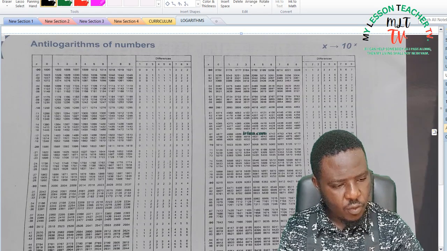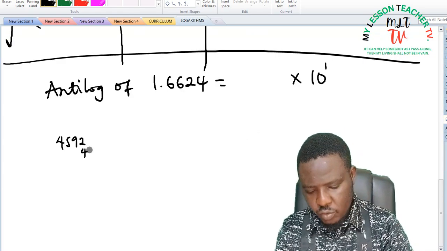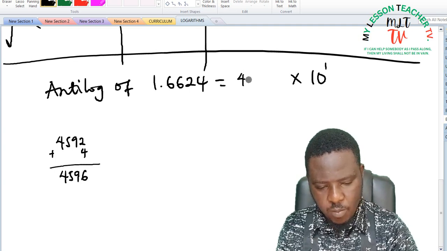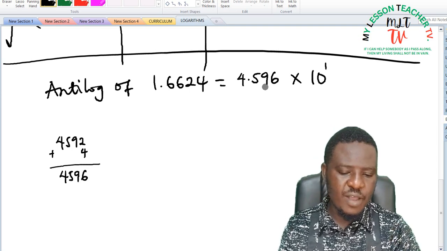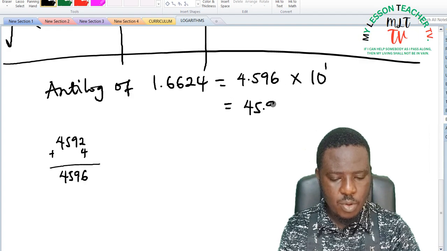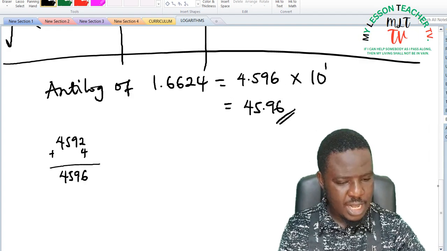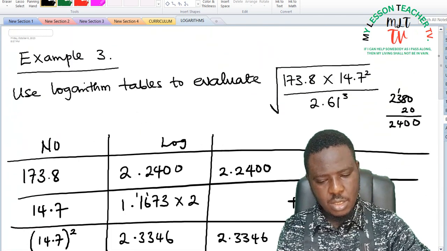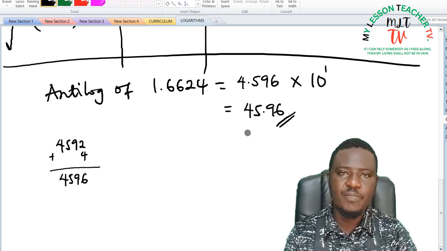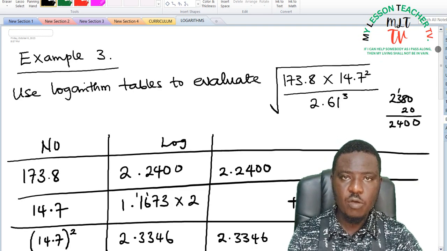So we have it as 4592. Difference 4 is 4. So you add 4 to this, and this gives us 4596. So this is 4.596. So 4.596 times 10 raised to the power of 1 gives you 45.96. Did they ask us to approximate it? No. So this is what you get when you divide using the logarithm. This is how to solve using logarithm tables.